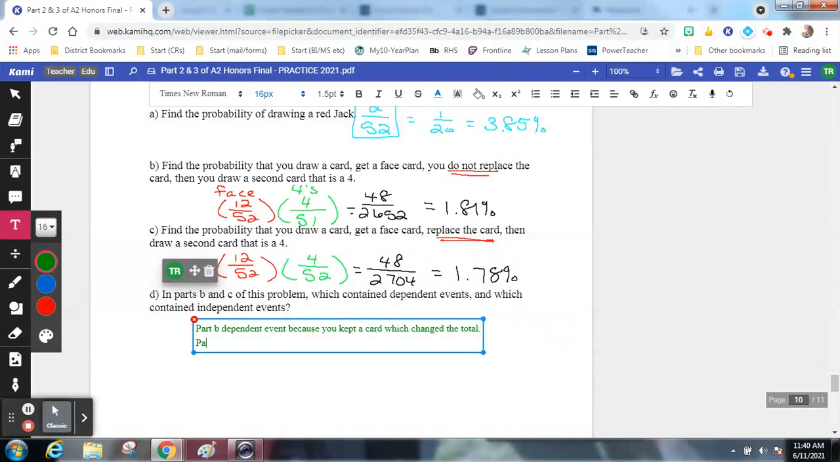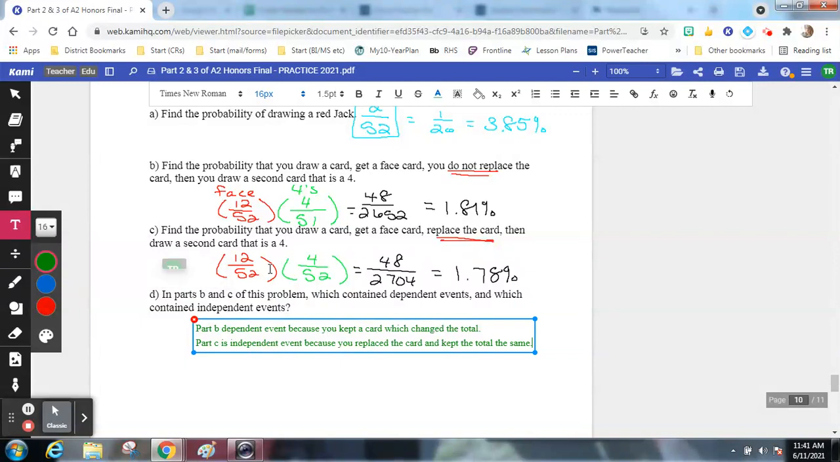Okay. And then obviously that would mean part C is independent, because you replaced the card and kept the total the same. Right, you still had 52 each time.